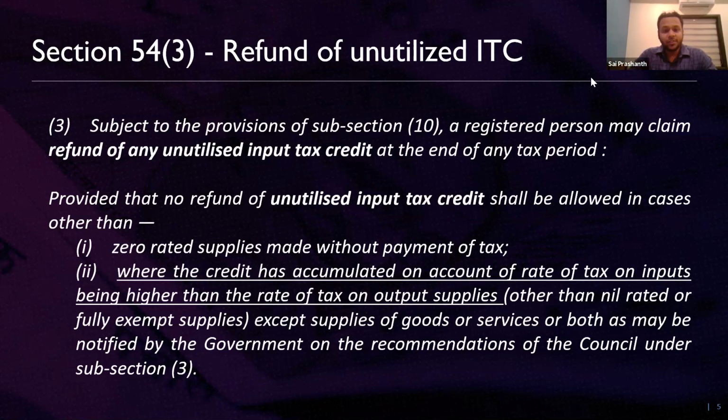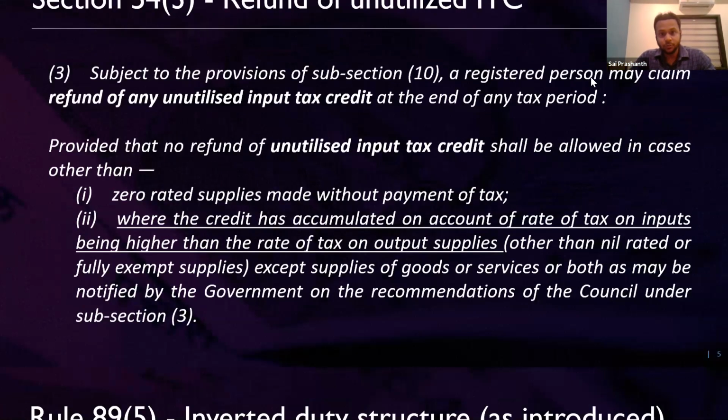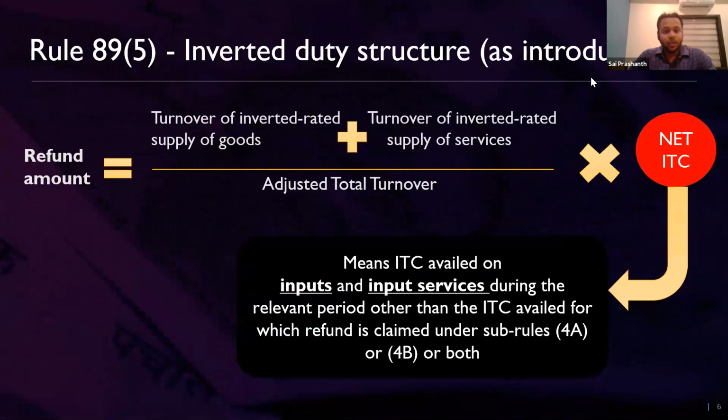Now let's see what the rule said when it was introduced. Rule 89(5) spoke about inverted duty structure, and as introduced, the formula was pretty simple. It said the turnover of inverted rated supply of goods plus the turnover of inverted rated supply of services, divided by the adjusted total turnover, into net ITC. So our entire problem revolves around the interpretation of what net ITC is all about. As introduced, there was an explanation to 89(5), which said net ITC means ITC availed on inputs and input services during the relevant period. So this was how it was introduced in 2017.